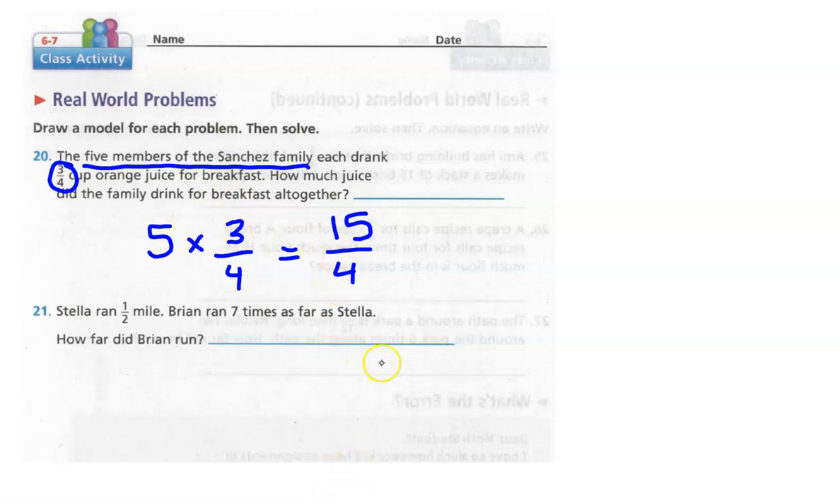In order to change this to a mixed number, I'm going to ask myself, 4 goes into 15 3 times, because 4 times 3 is 12. And then if I took that away from that 15, I'm left with 3/4. So that means that the family drinks 3 3/4 cups of juice all together for breakfast.